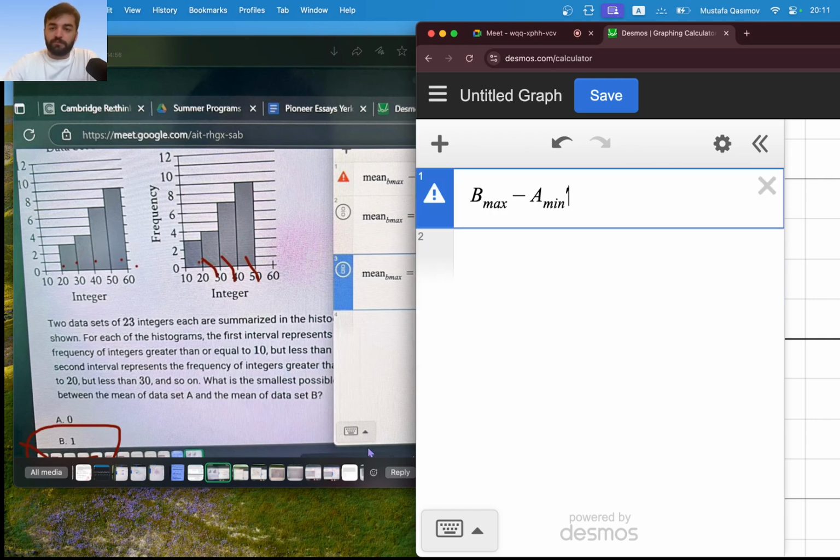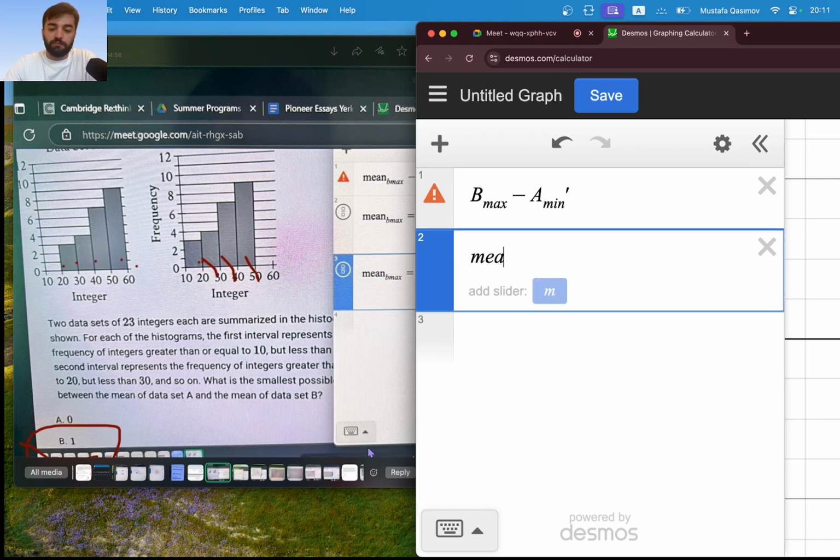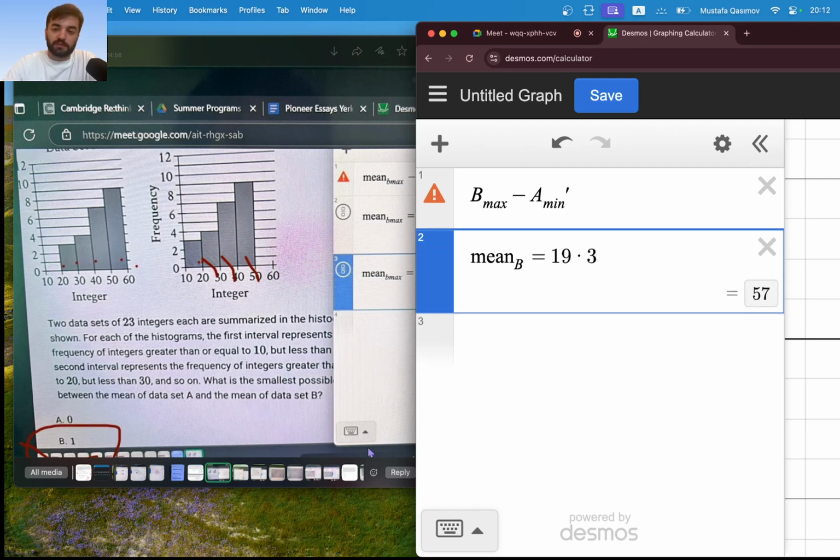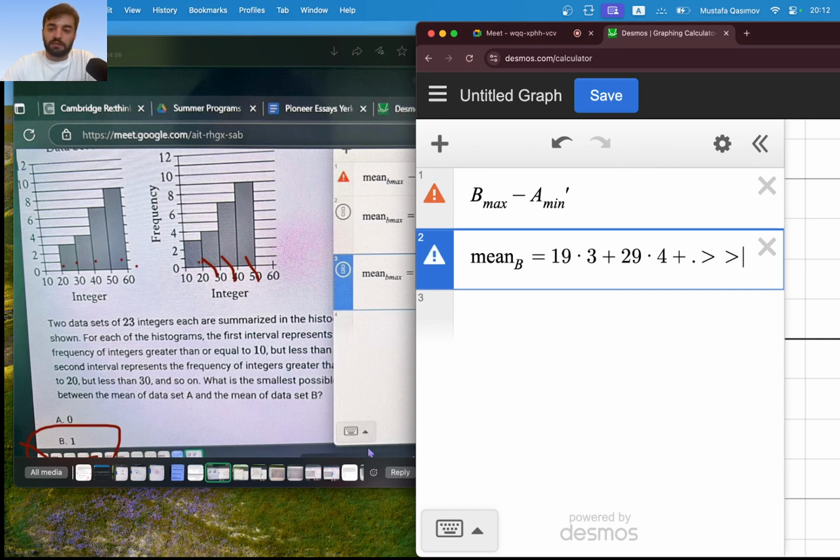Is it clear? Yes. And for max B, let's take maximum value. Maximum value here is 20. No, not 20, 19. Why is it 19? Because it's less than 20, so here we don't have 20. Maximum value here is 19. So it is 19 multiplied by 3. Did you understand this part? Yes. So you have to continue like this, 29 multiplied by 4, and it continues like this.